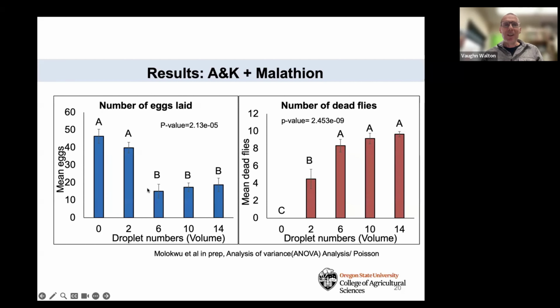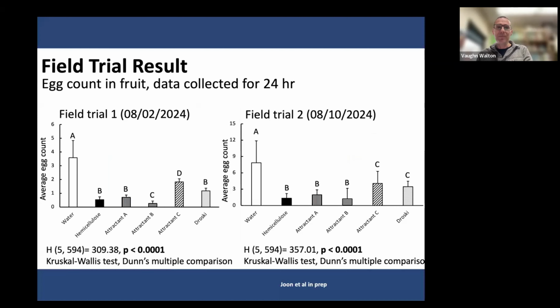This is the type of thing that you would literally find out in the field where you're reducing your eggs on the berries and you are killing your flies. An example that I show here is with malathion. With Entrust, we are finding very, very similar results to this.